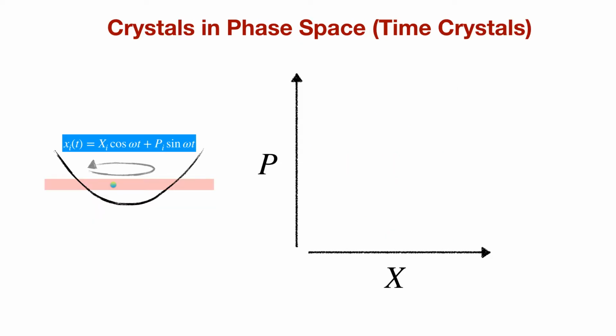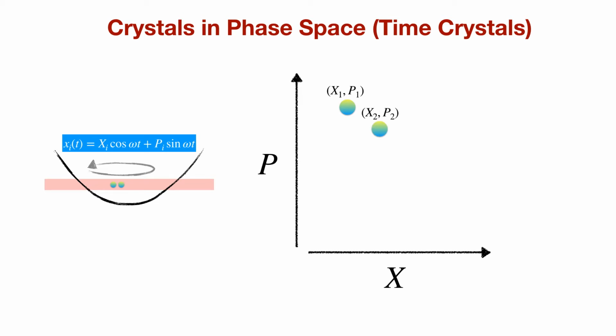Crystals can also exist in other dimensions like phase space or time. Let's first consider a single atom trapped in a harmonic potential. In the ideal condition of no driving and no dissipation, the atom oscillates with the fixed quadrature xp given by the initial condition. Then we can label the atom in the phase space as shown on the right.